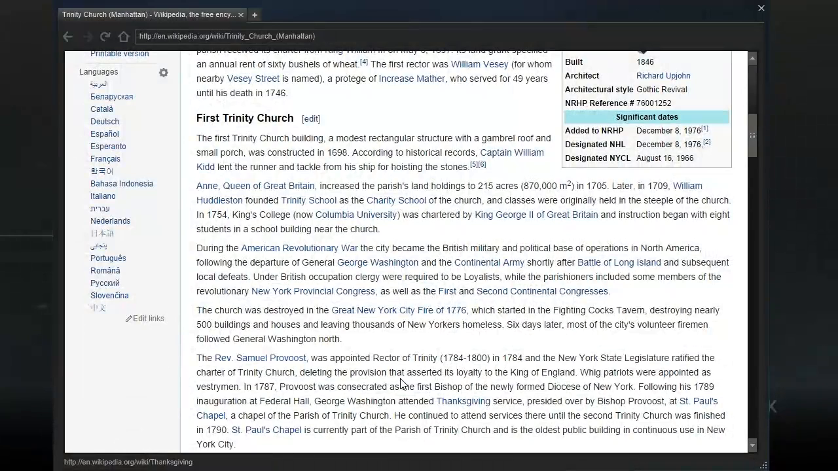Anne, Queen of Great Britain, increased the parish's holdings to 215 acres in 1705. Later in 1709, William Huddleston founded Trinity School as the charity school of the church, and classes were originally held in the steeple of the church. In 1754, King's College, now Columbia University, was chartered by King George II of Great Britain, and instruction began with 8 students in a school building near the church.